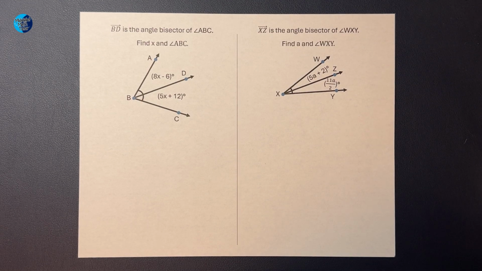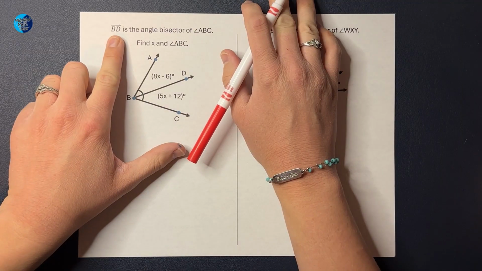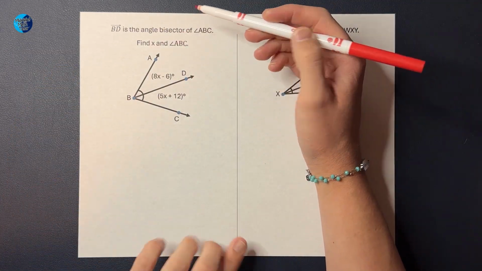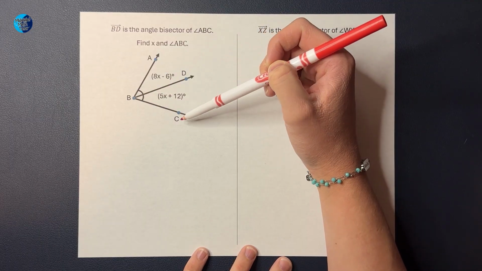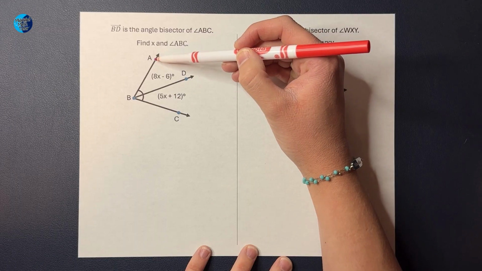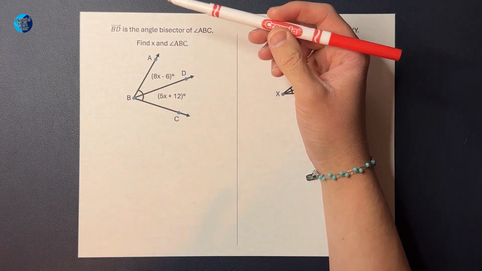Guys, we are looking at some angle problems today. This first problem says, if the ray BD is the angle bisector of angle ABC, find x and the measure of angle ABC. All right, let's break this down.